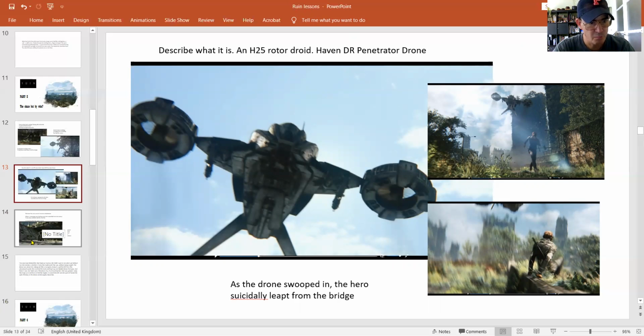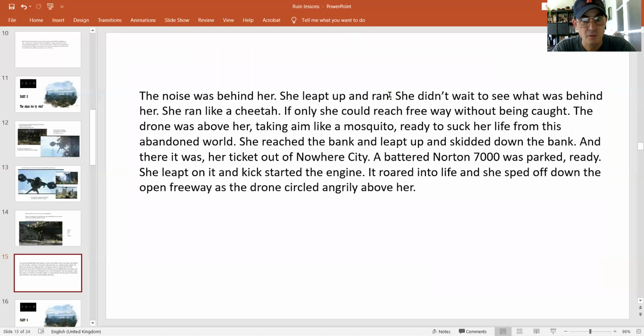So let's just have a quick play around. Just got some ideas here. The noise was behind her. She leapt up and ran. She didn't wait to see what was behind her. She ran like a cheetah. If only she could reach freeway without being caught. The drone was above her, taking aim like a mosquito, ready to suck her life from this abandoned world. Oh, I quite like that.